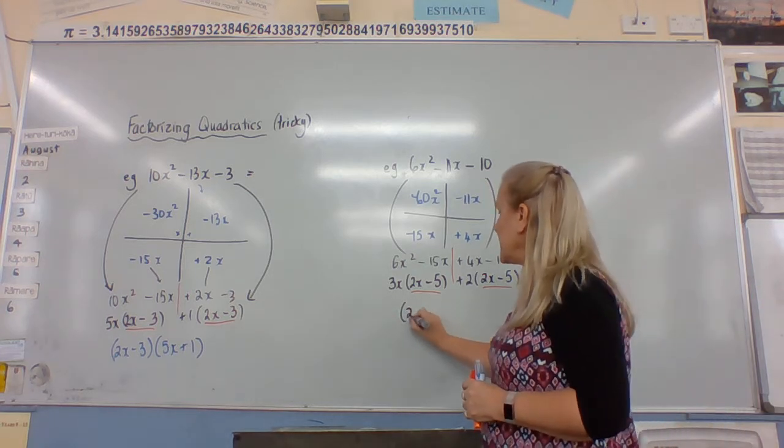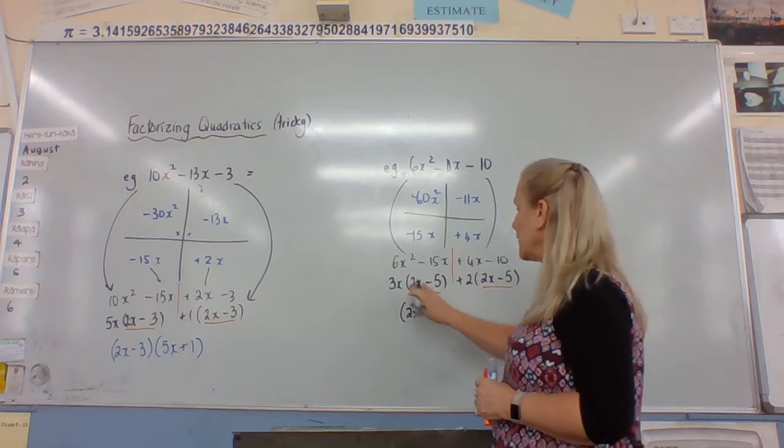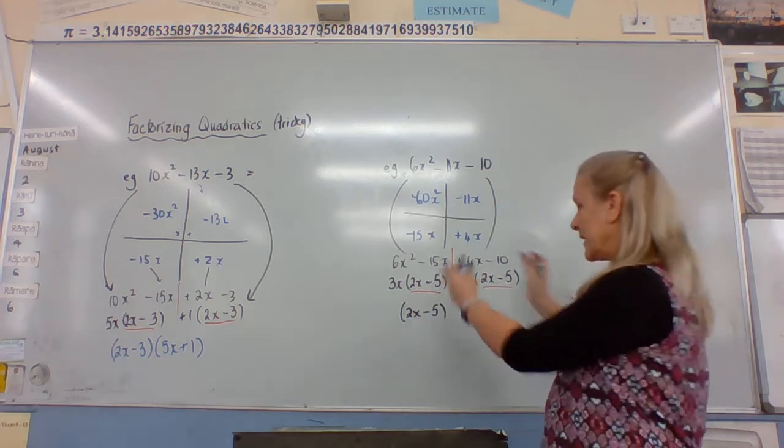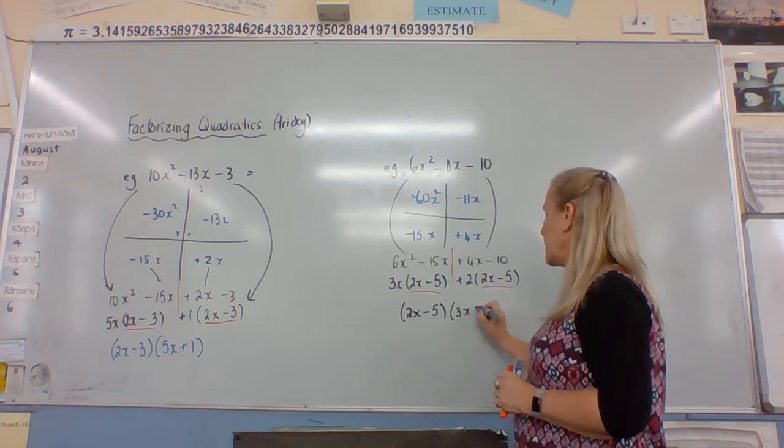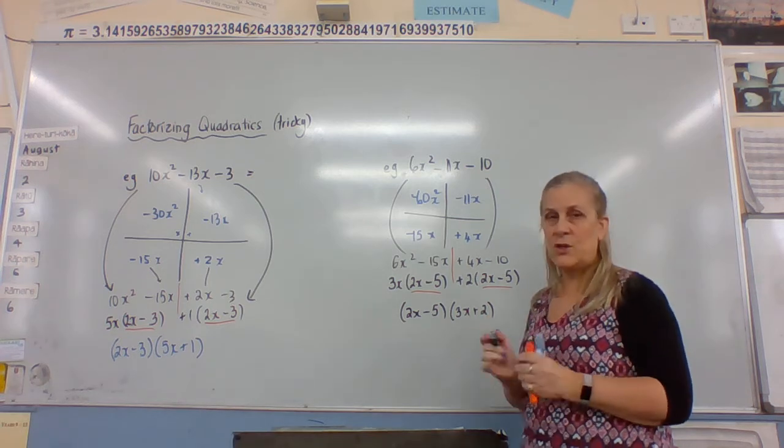Therefore, that becomes the first bracket. We're taking it out of this one and this side. And what's left goes in its own bracket. So we get our 2 factors.